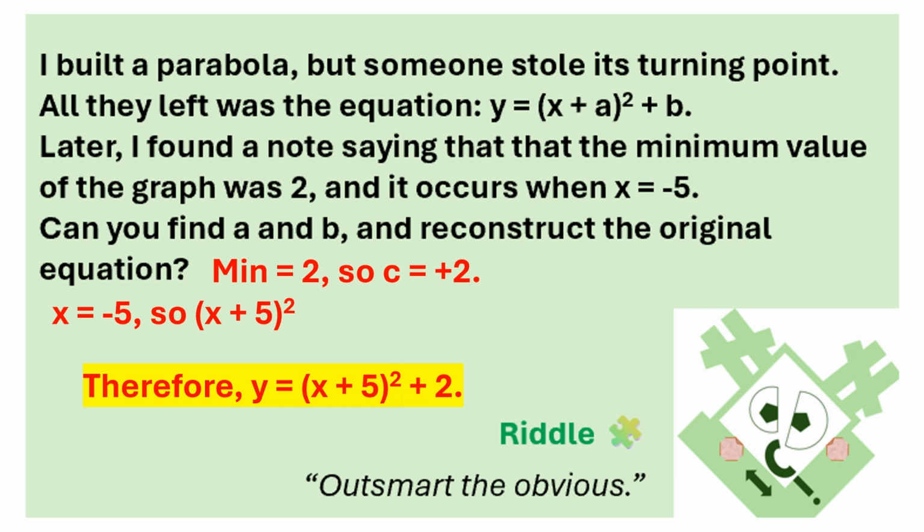And finally, for our riddle maths, it's not that hard of a question, honestly. It's kind of given to you. The minimum is 2, so the final c is going to be plus 2 because everything else is disregarded in minimum calculations. And x is minus 5 when this occurs as well. So obviously it's going to be the opposite of minus 5 in the bracket, so it's going to be x plus 5 squared. So your full equation would be y equals (x plus 5) squared plus 2.